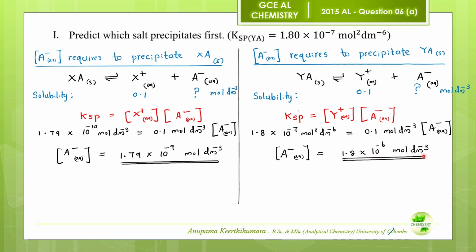Now, compare the two values. 1.79 times 10 to the negative 9th is less than 1.8 times 10 to the negative 6th. Therefore, less concentration of A minus ions is required to precipitate XA. That means XA precipitates first.